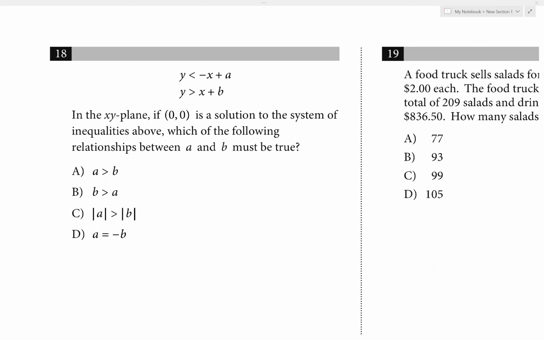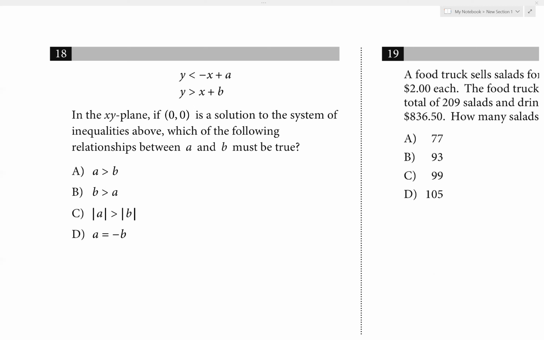And number 18, y is less than negative x plus a, and y is greater than x plus b. In the xy plane, if (0, 0) is the solution to the system of inequalities above, which of the following relationships between a and b must be true? Okay. So for this question, it's kind of hard to see where to begin with this one.